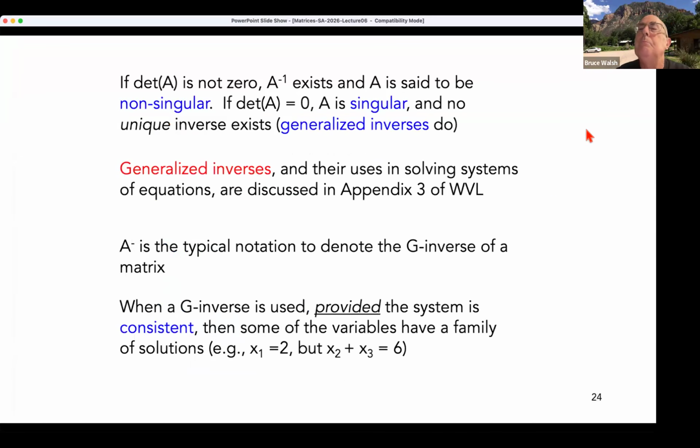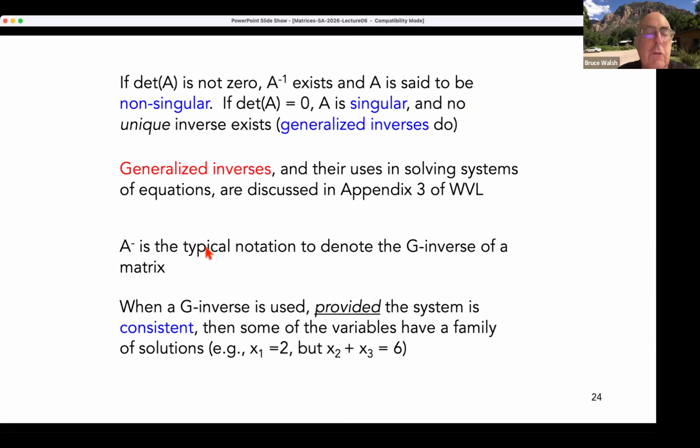If the determinant is not zero, the matrix is said to be non-singular. Now, it may be nearly singular. Suppose it's not zero, but it's, let's say, 10 to the minus 7. 1 over 10 to the minus 7 is a big number. So we take 1 over the determinant, and if it's nearly singular, it means it's really tiny. There's a lot of noise in there. It means that some of the equations are almost identical. If the determinant is 0, the matrix is singular, and there's no unique inverse.